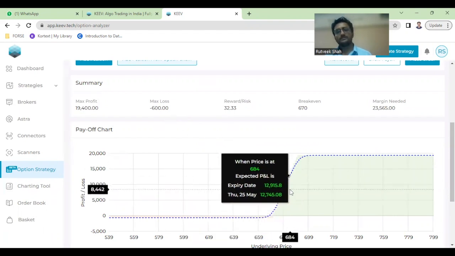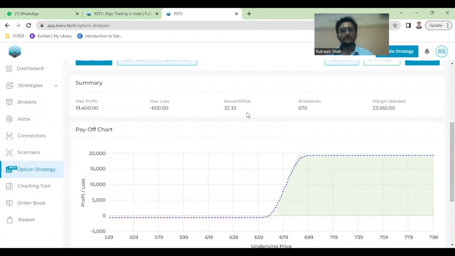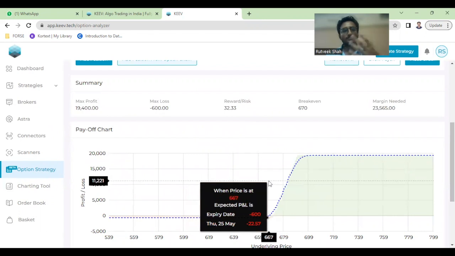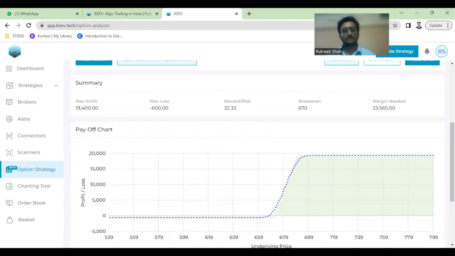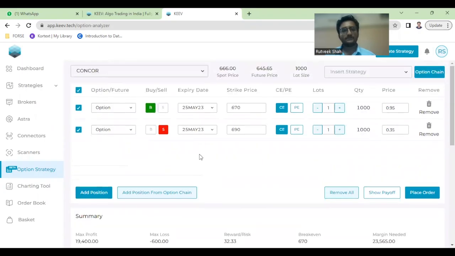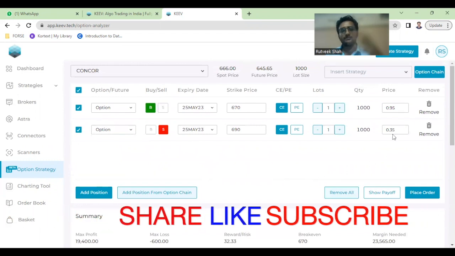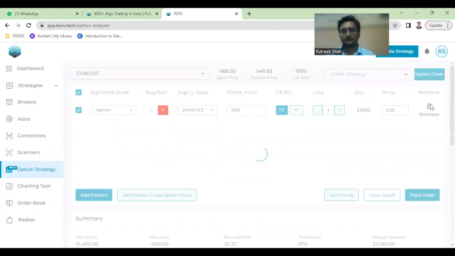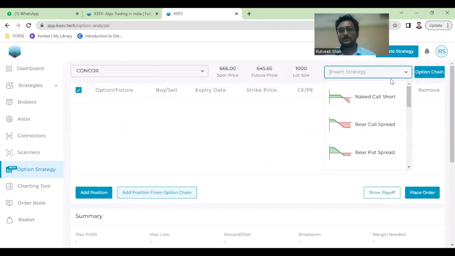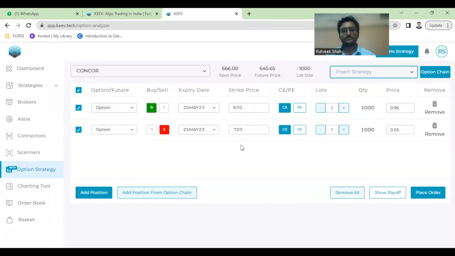But as we know that the expiry is tomorrow, so ideally the risk reward ratio would vary and the max profit and everything is more defined. So this can only happen from the hedged option as we saw here, the bull call spread. That is what we have seen here. Another way to add the strategy from the KEEV platform would be through this. Here we can just click on insert strategy and scroll till we find bull call spread. And here it will show the strike prices that are system generated. We can change it as in what we like it to.